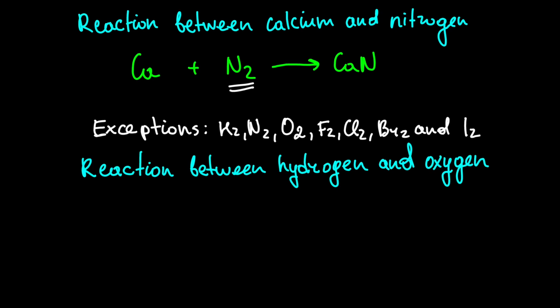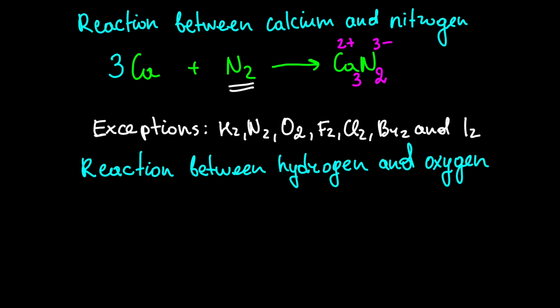Now let's look at CaN. Calcium charge is 2 plus, and nitrogen is 3 minus. So the formula we get is Ca3N2. All that's left is to balance the reaction by writing 3 in front of pure calcium.